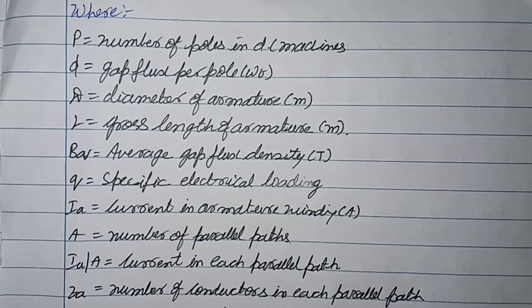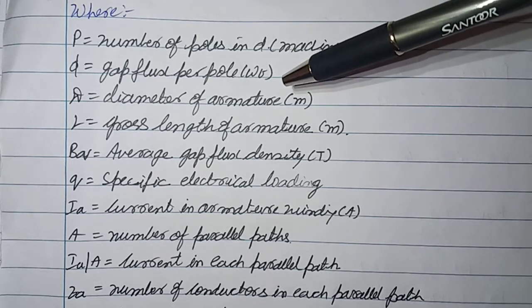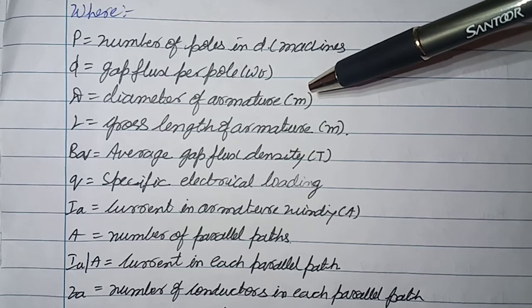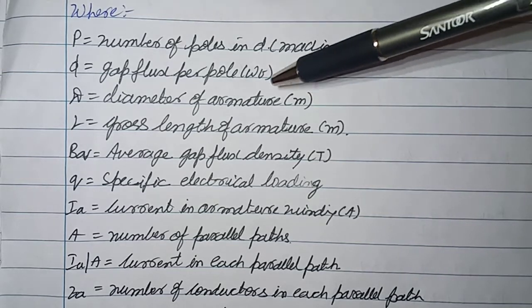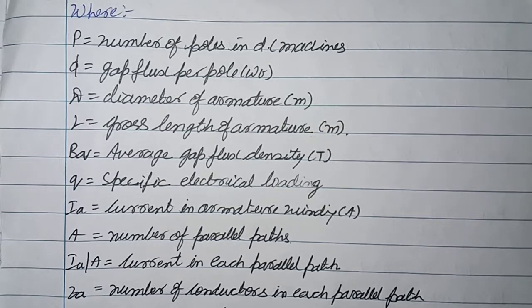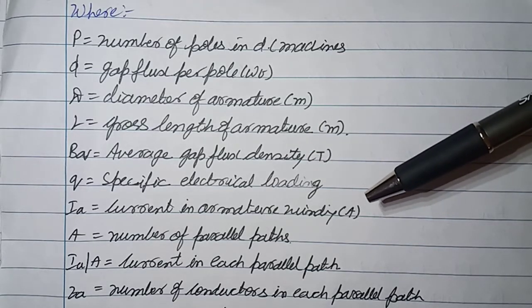Now we'll see the terminology that we have used. P is the number of poles in the DC machine. Flux is the air gap flux per pole, in Weber. D is the diameter of the armature in meter. L is the gross length of the armature in meter. Then B average is the average gap flux density in Tesla, and Q is the specific electrical loading.